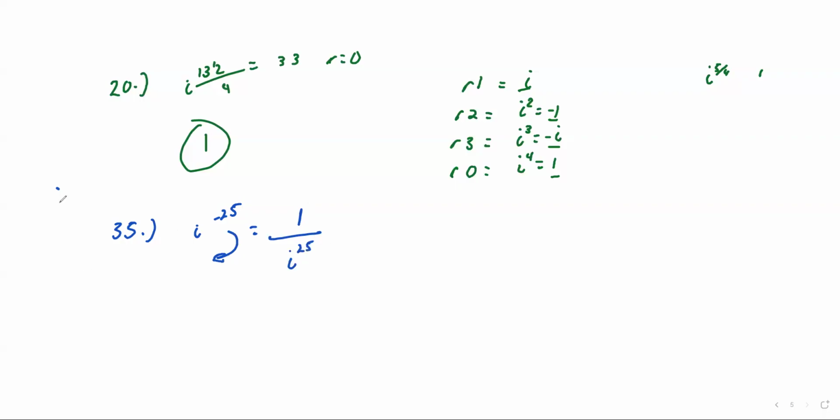And then now I can do the same thing I just did. 4 goes into 25, 6 times with a remainder of 1. The answer is 1 over I, which is more acceptable in my opinion. But you might also see it as I to the negative 1. I lied. Hold on. Technically, that would be the same answer. But that's not what they're looking for.